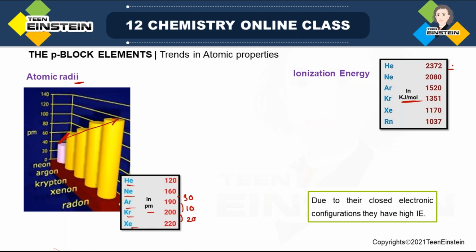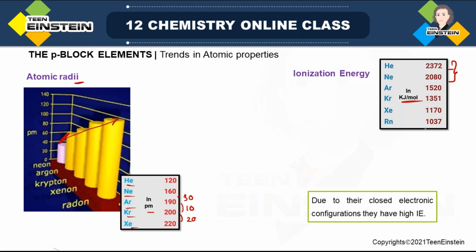Now for these two, as ionization energy is very high, there is no compound of helium and neon reported till now. Why is it so? Because if these two take part in reaction, you have to provide this energy, which is very high. So that is why their compounds are not known.